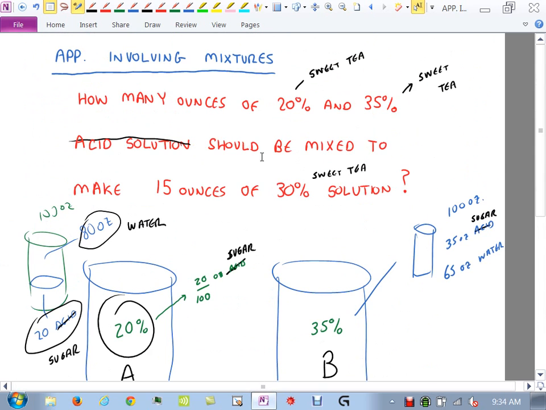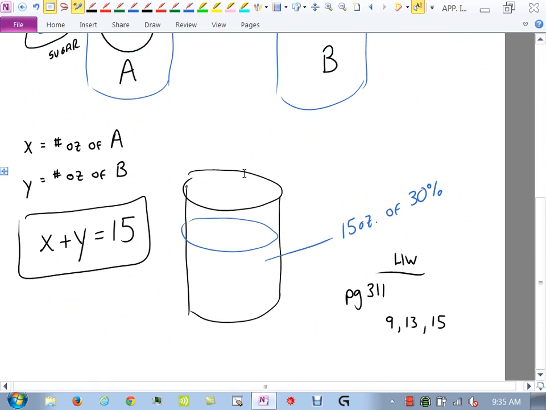From what part of this up here? The 15 ounces, right? We need 15 ounces. So however much of X you put in there, let's say it's 10 ounces, then you would put how many ounces of Y? 5. If you put 9 ounces of X, you now have 6 ounces of Y. Together, they have to add up to be 15. But we don't know how much of each.